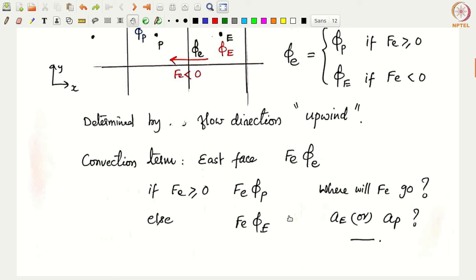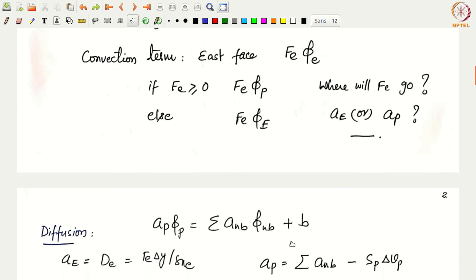Now a logical question would be, where will Fe go? Fe will go to either AE or AP, depending on the mass flow rate. Because if the mass flow rate is positive, then Fe would go into AP, because this is multiplying phi P, and otherwise, Fe would go into AE. Okay, we understand that. Then let us move on to how we code this concept of the upwind difference scheme when you want to solve a convection diffusion equation.